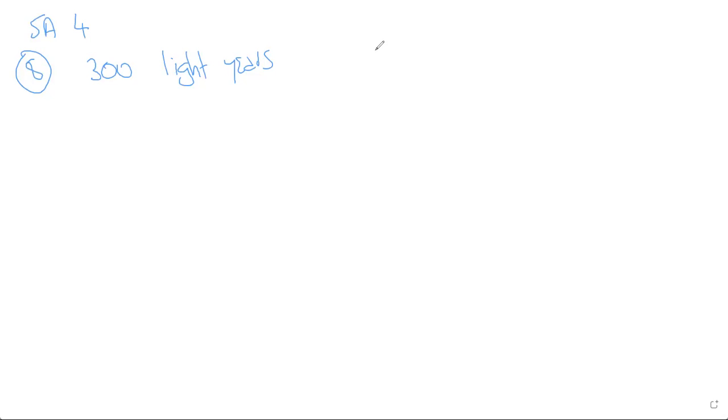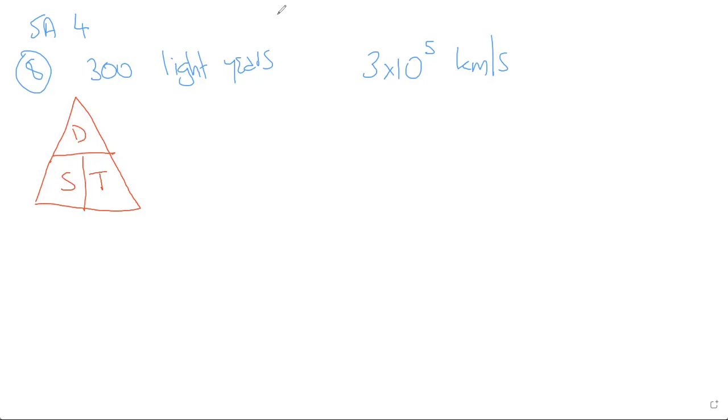Okay, so the speed is the same, 3 times 10 to the power of 5 kilometers a second. This time it gave it to us in kilometers already. Fantastic. That makes life a little bit easier. We don't need to do anything in the first place. So my distance, well, actually, let's make our triangle again. Distance, speed, and time. So this time we are trying to work out the distance, which is speed times time.